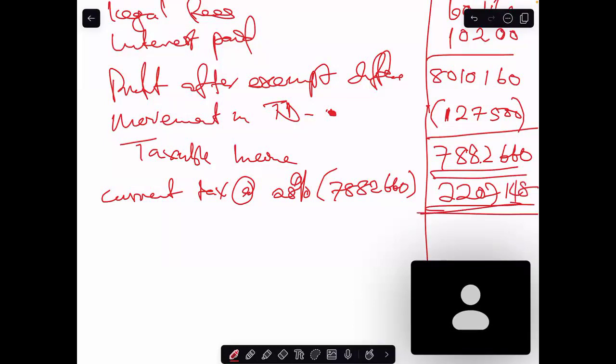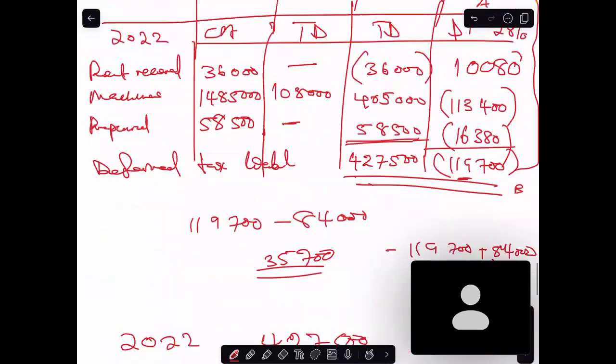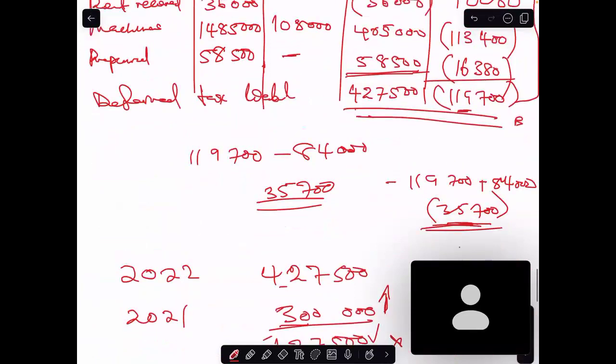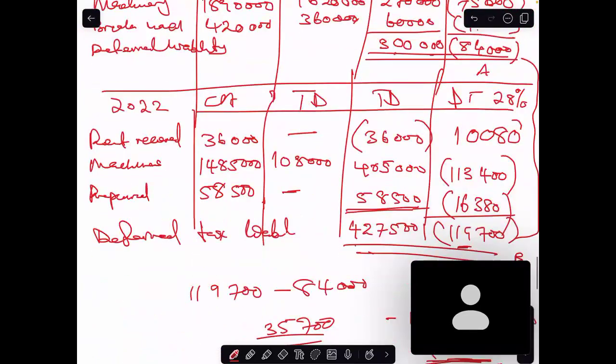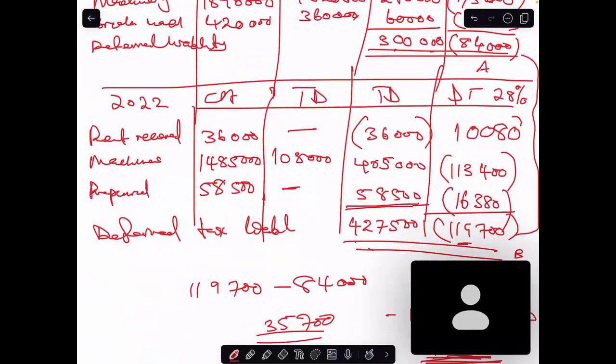All right, fine. We have managed to calculate our taxable income, so we calculate current tax on taxable income. We have calculated our current tax as 2,207,145, and we have calculated our deferred tax here as 35,700. Deferred tax you calculate on movement. That is 2021 deferred tax and 2022 deferred tax. We just said 2022 deferred tax minus 2021 deferred tax. That's how we do it.